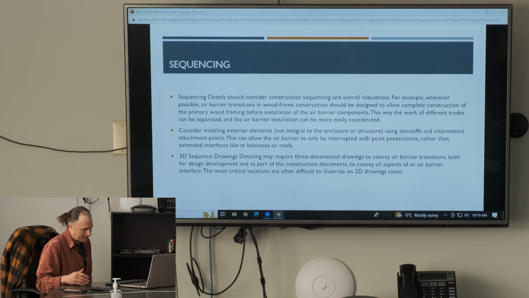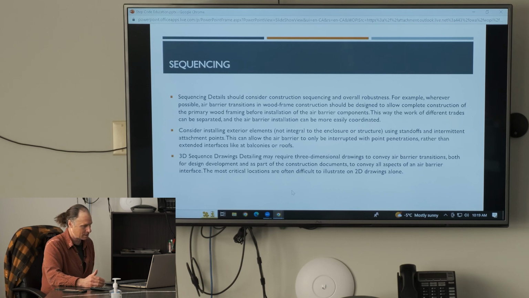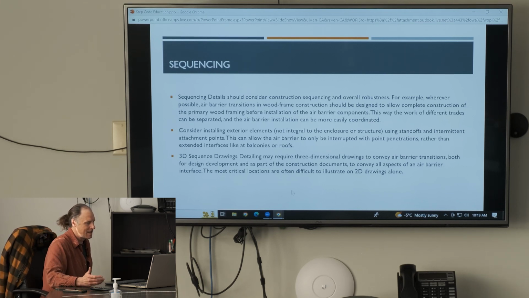So consider installing exterior elements not integral to the enclosure or structure using standoffs and intermittent attachment points. This can allow the air barrier to only be interrupted with point penetrations rather than extended interfaces like at balconies or roofs. 3D sequence drawings: detailing may require three-dimensional drawings to convey air barrier transitions, both for design development and as part of the construction documents to convey all aspects of an air barrier interface.